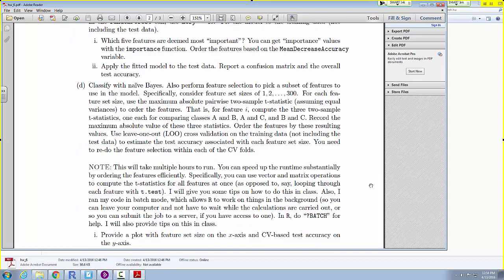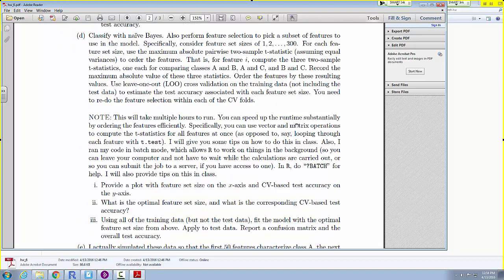Part D will be a little challenging. Okay, so part D, classify with naive Bayes. Naive Bayes we'll talk about. It's a very simple idea. Doesn't make many assumptions. Well, actually it makes some key assumptions. We're going to also do, though, on top of doing naive Bayes, feature selection.